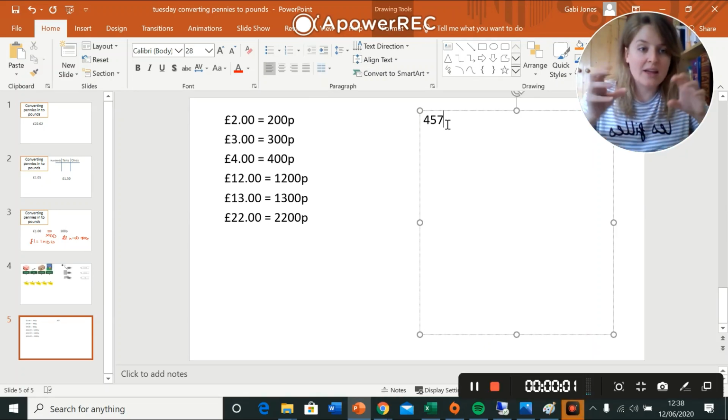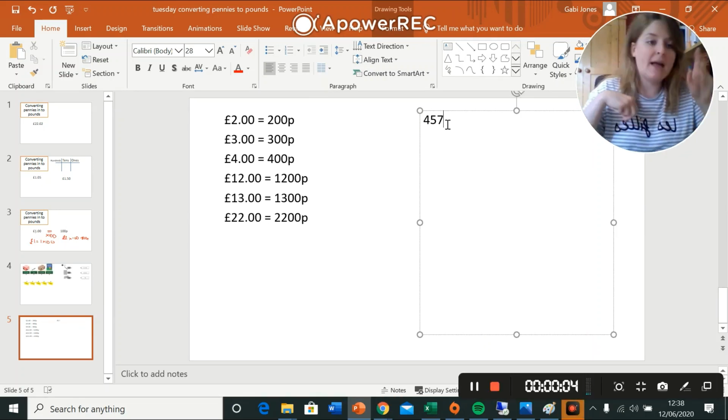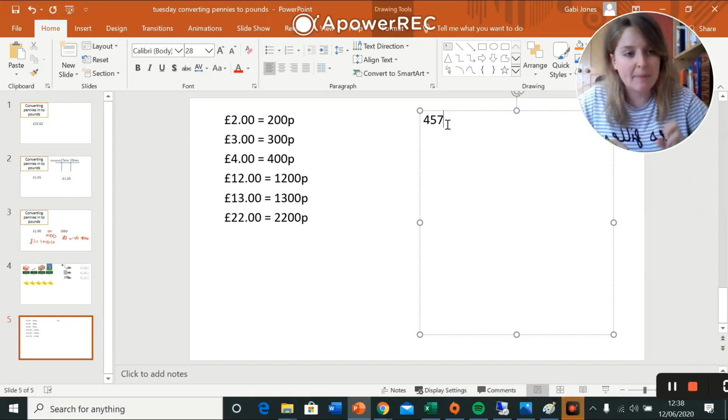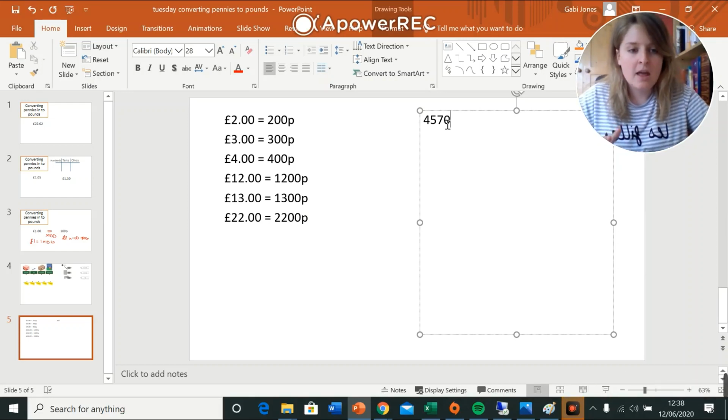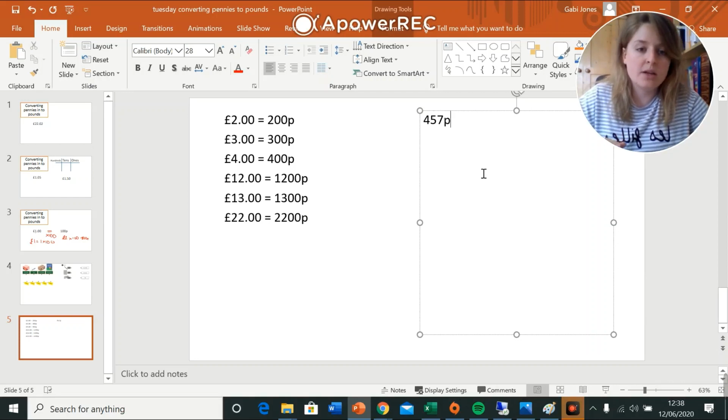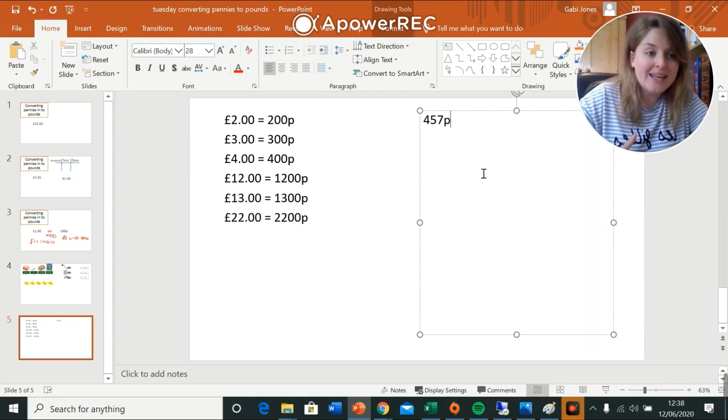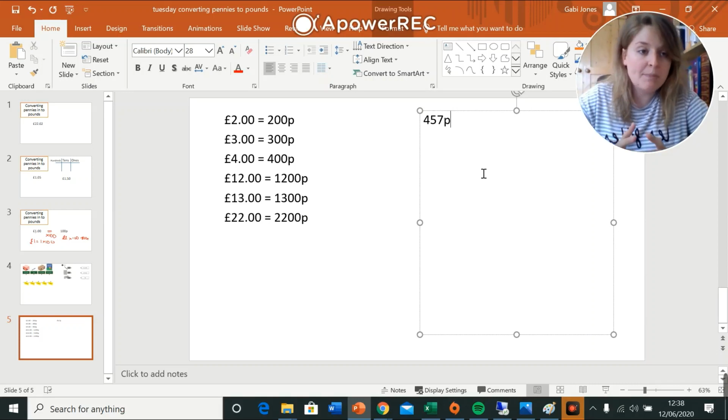Okay, let's quickly look at it going the other way. So we've looked at pounds into pennies. Now let's look at pennies back into pounds. So here I have got 457 pennies. Now we know that we need 100 pennies to make £1. So how many pounds can I get from this? How many pounds do I have?